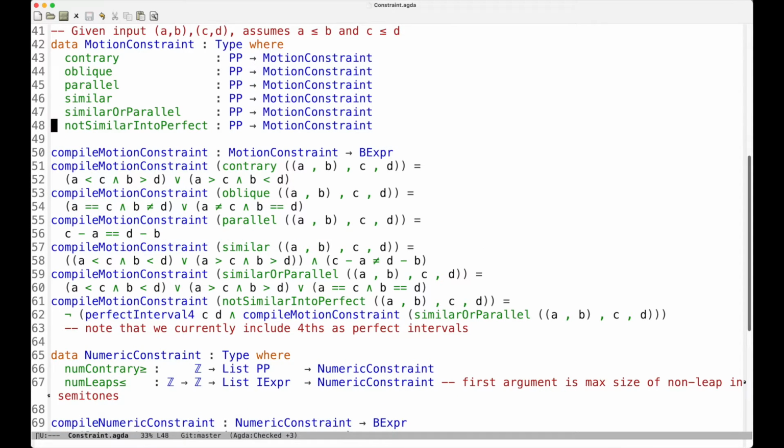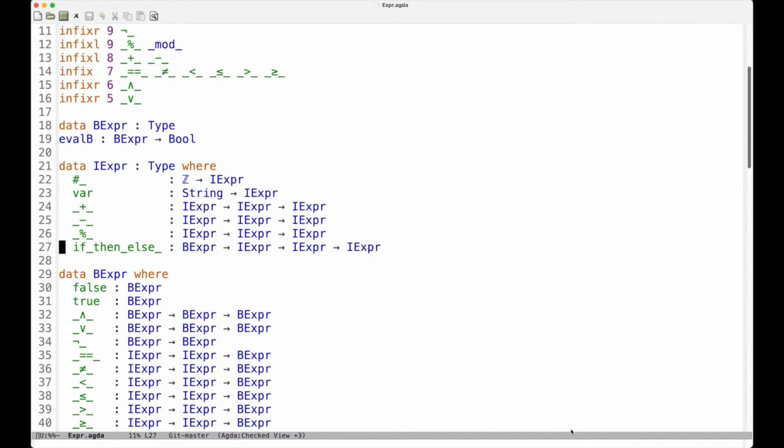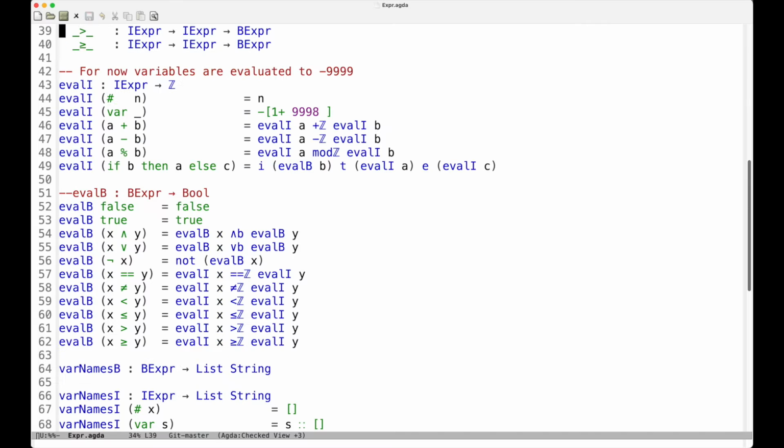Similarly, motion constraints at the intermediate level are also compiled down to the low level expression language. The low level expression language is very simple, having only two types, integers and booleans. The integers can be either specific values or variables. You can do plus, minus, modulo, if then else. For the booleans, you're allowed basic boolean operators, equalities, and inequalities. There's then a very simple evaluator that can determine whether the expression is true or false or give the integer value.